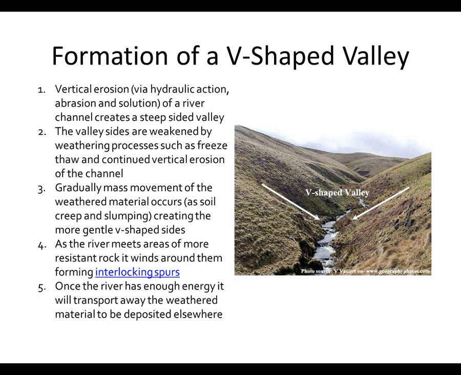As a river meets more resistant rock, it's very lazy. It won't try and erode through it. It'll meander around it. Again, interlocking spurs are created. And once the river has enough energy, it'll transport away the weathered material. And that's when you see your pebble analysis change from more angular rocks to much more rounded rocks the further down the river you go.